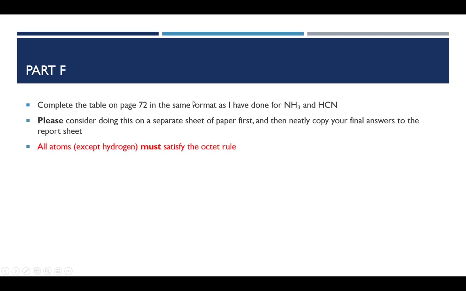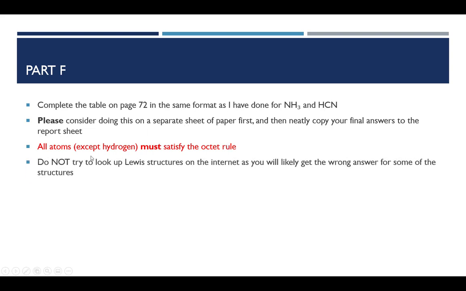Vitally important, all atoms other than hydrogen must satisfy the octet rule. So every atom must be surrounded by 8 electrons. That would mean 4 bonds, or 3 bonds and a lone pair, or 2 bonds and 2 lone pairs. But they must satisfy the octet rule.